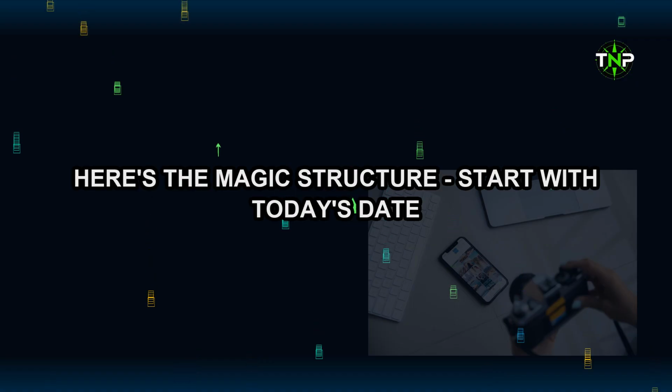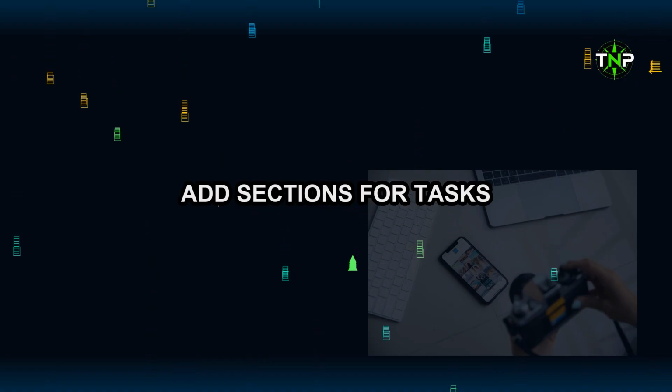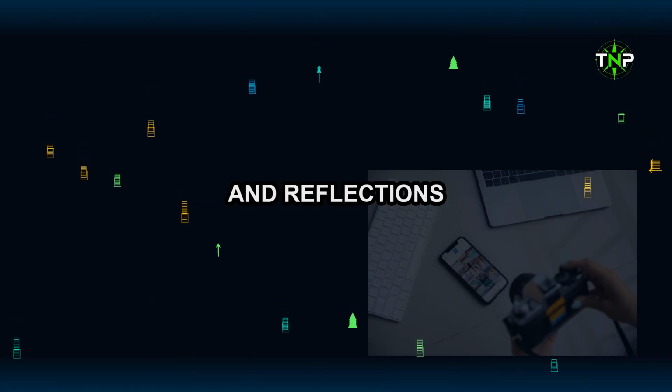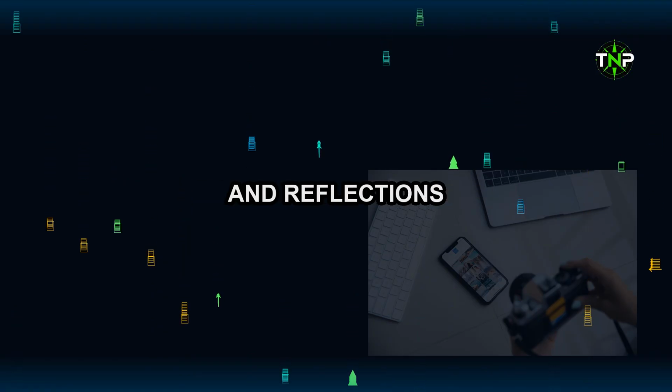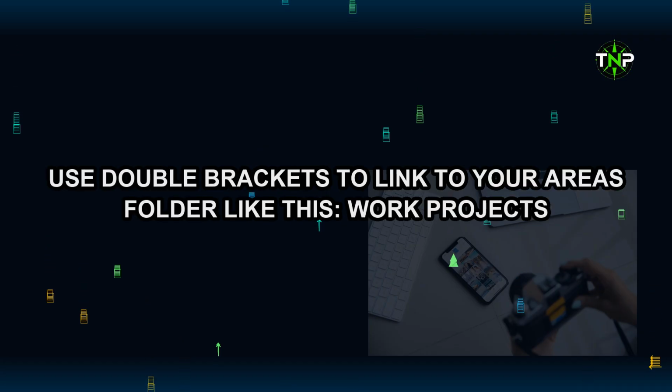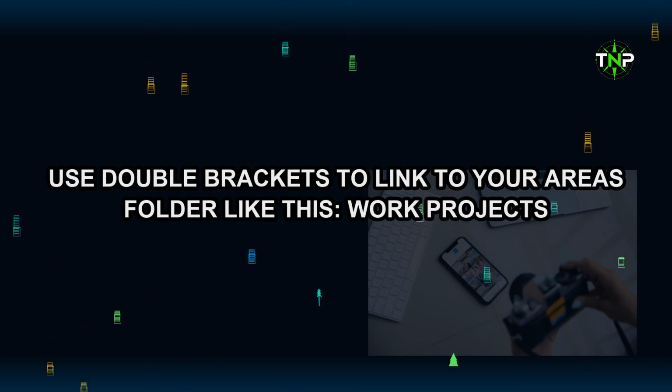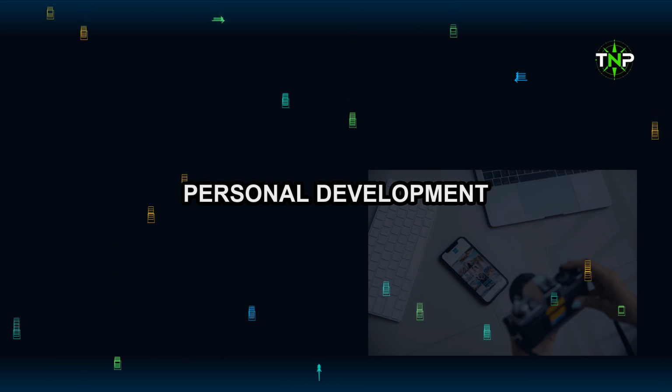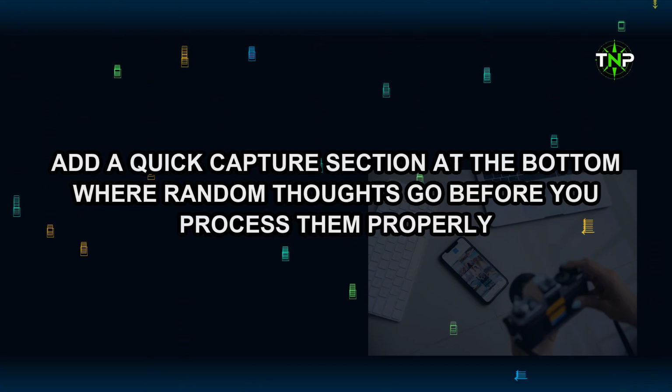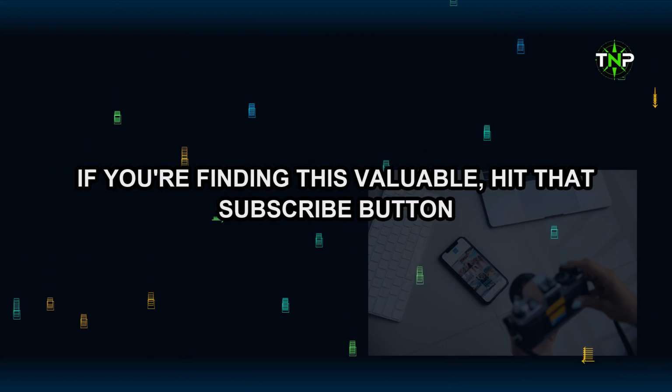In the Templates folder, create a new note called Daily Note Template. Here's the magic structure, start with today's date, add sections for tasks, notes, and reflections. Use double brackets to link to your Areas folder like this: work projects, personal development, learning. Add a quick capture section at the bottom where random thoughts go before you process them properly.